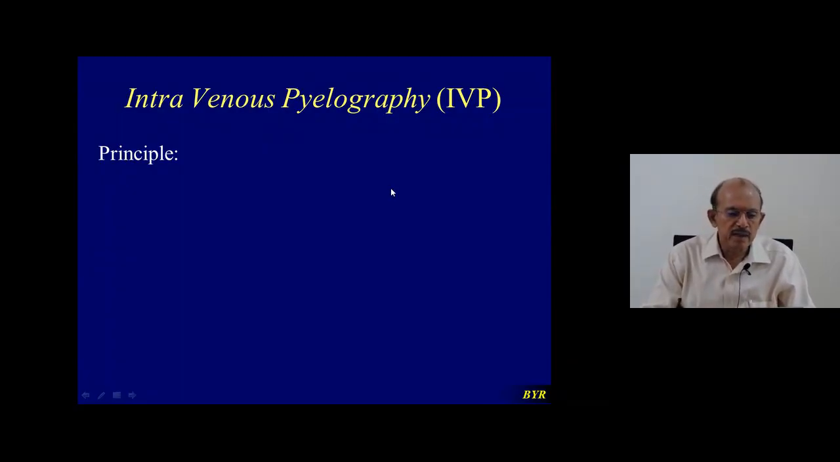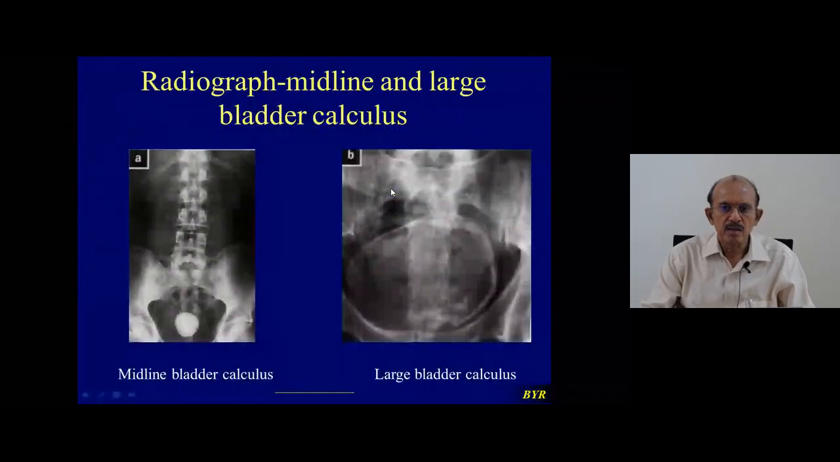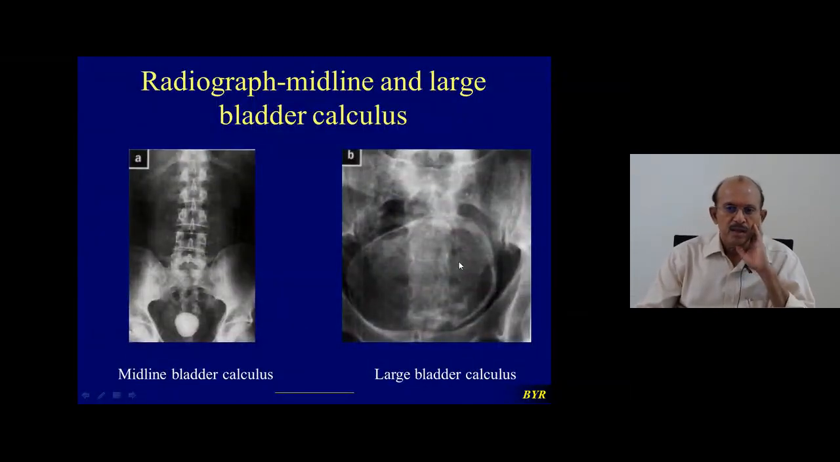Shanti wants to see the previous picture. Yes, this is a large bladder calculus. What you are seeing here is the outer shell showing as the white layer. The inner shell is not seen. The inner part is seen as black only. That means it is a radiolucent stone, a large radiolucent stone with an outer coating of calcium phosphate.